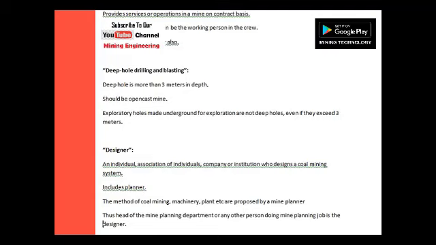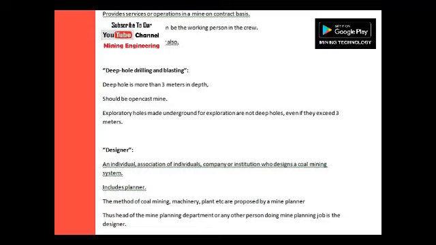What is this deep hole drilling and blasting? We know blasting, and we know drilling. Drilling has percussive drilling, rotary drilling, and channel drilling. These are different types of drilling methods. But a deep hole, more than 3 meters in depth, should be operated in open cast mines only. The exploratory holes made underground for exploration are not deep holes, even if they exceed 3 meters.